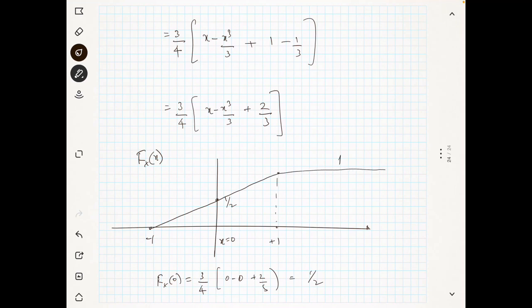At +1, it will become 1 minus 1/3, that means 2/3 plus 2/3, it is 4/3. 4/3 into 3/4, it will become 1. Okay, because at this point you see here it becomes 3/4 into x is equal to 1 minus 1/3 plus 2/3. If you do this calculation, you will get exactly 1.